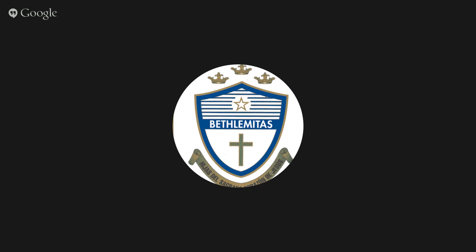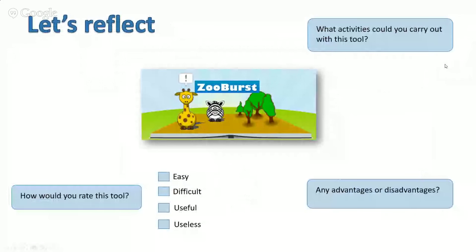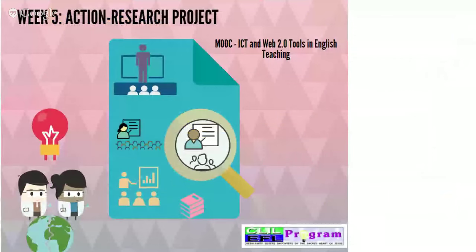Okay, now I would like to show you a preview of what next week looks like. So next week is called Action Research Project. As you know, this MOOC lasts 6 weeks. So as you see, we're getting closer and closer to the end of the MOOC. So this week, it's all about the Action Research Project. We don't have any other activities. We're only going to focus on this project.